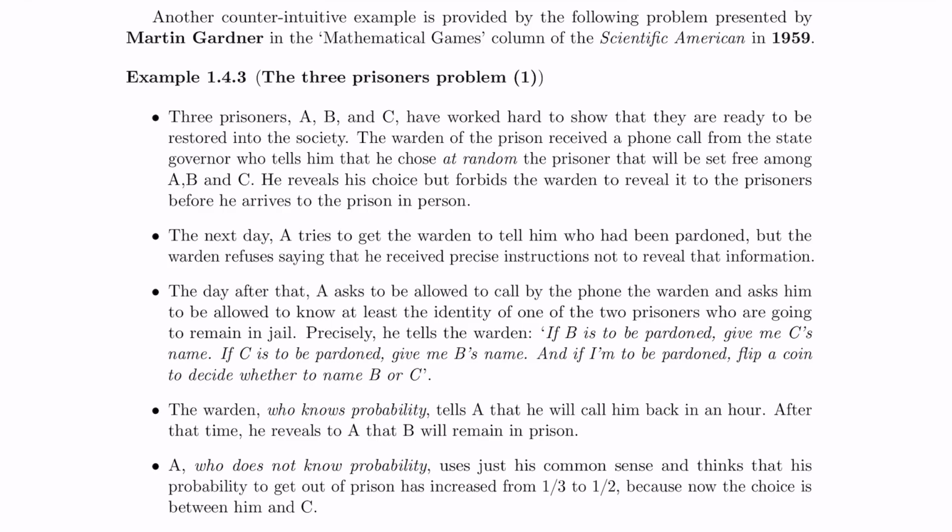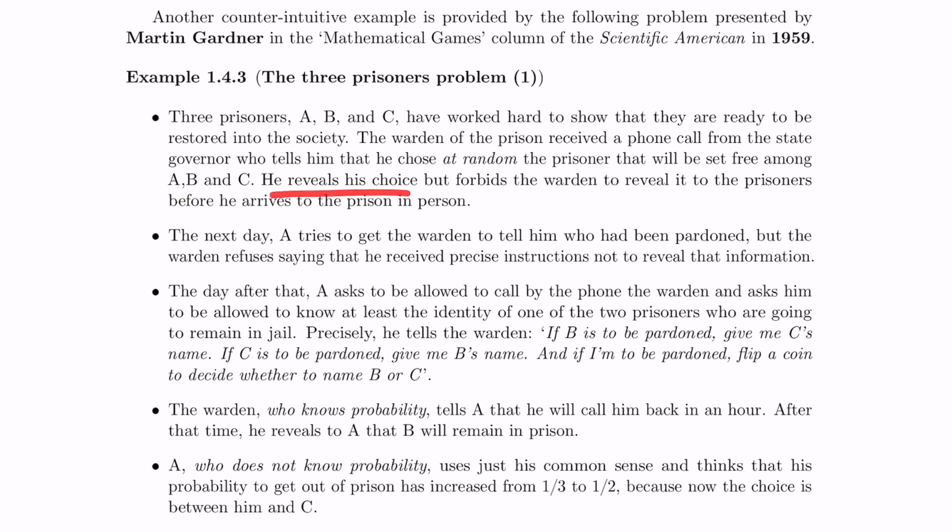The following is a very famous problem presented by Martin Gardner in the Mathematical Games column of the Scientific American in 1959. It's called the Three Prisoners problem, and let's read it together. Three prisoners, A, B, and C, have worked hard to show that they are ready to be restored into the society. The warden of the prison receives a phone call from the state governor, who tells him that he chose at random the prisoner that will be set free among A, B, and C.